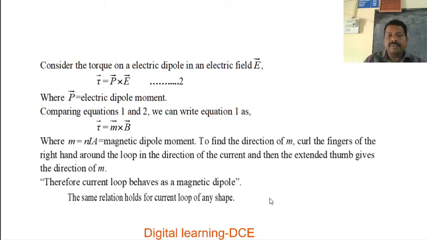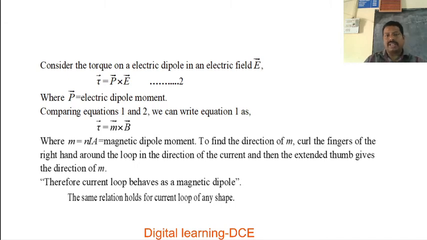Therefore, a current loop behaves as a magnetic dipole or a tiny magnet. Thereby, the same relation holds for a current loop of any shape.